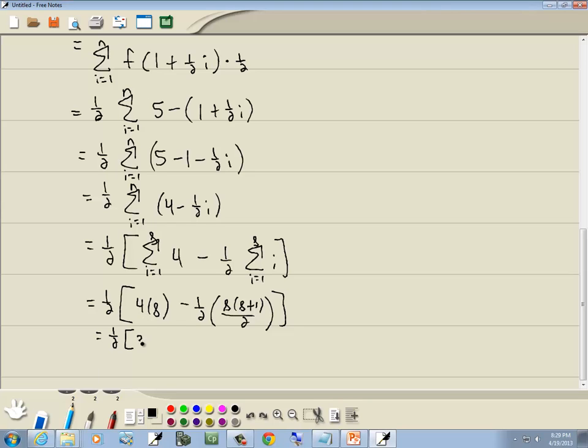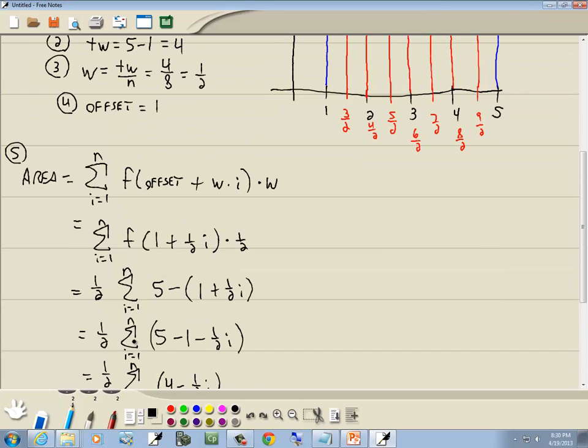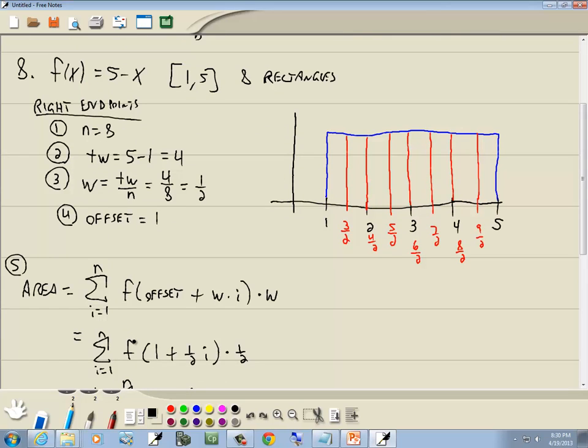1/2, 4 times 8 is 32, minus 2 times 2 is 4 down in the denominator. 8 divided by 4 is 2. 8 plus 1 is 9. 2 times 9 is 18. Now let me double check that. That's 4, 2 times 9, 18. Okay, yeah. 32 minus 18 is 14 times a half gives us 7. And that's using our right endpoints.